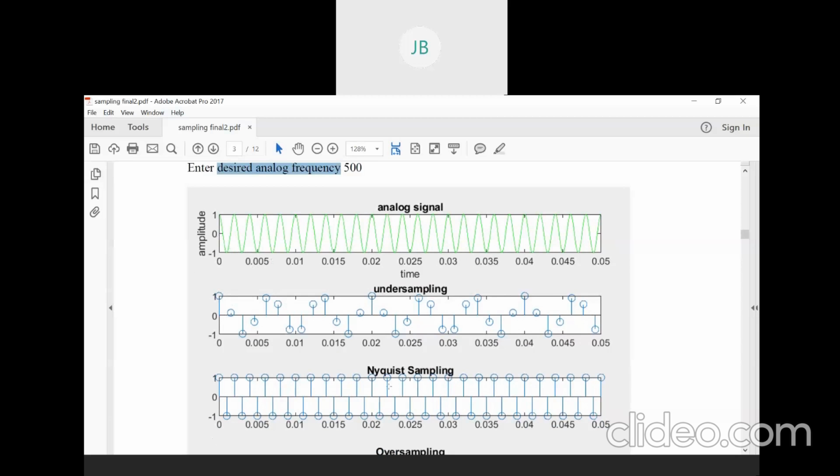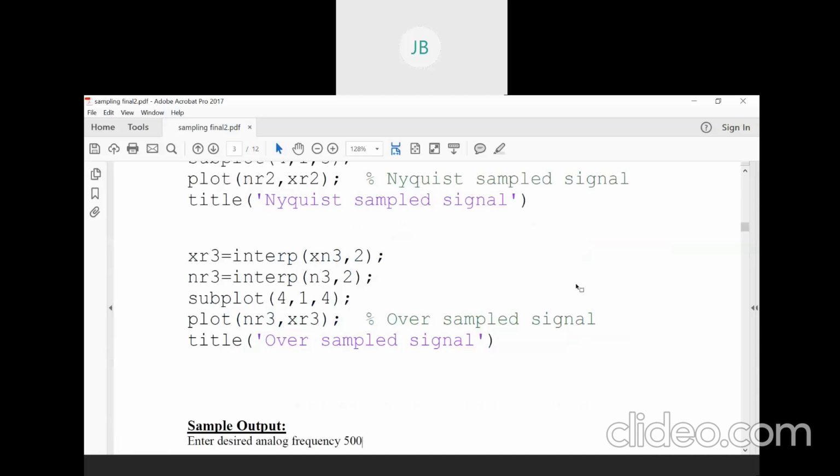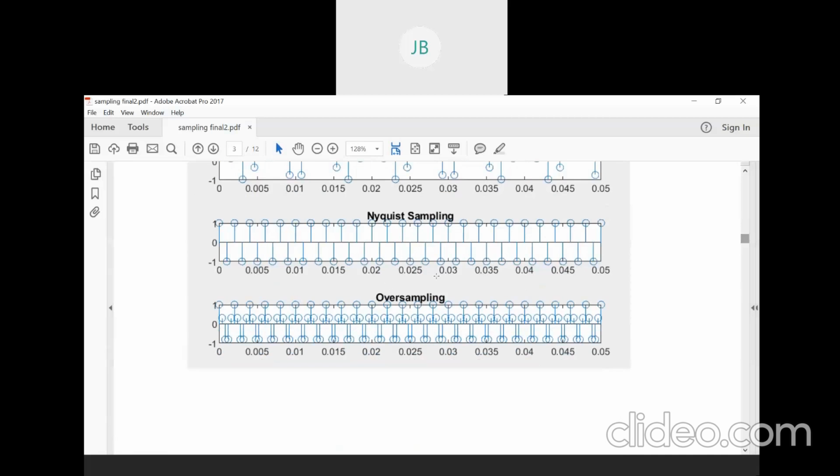And then Nyquist sampling, the third case. In the case of Nyquist sampling, the sampling frequency was maintained as 2 times the analog signal frequency. That means if you have 1 cycle, then you will have 1 positive, 1 negative, again 1 positive, 1 negative, and so on, 2 samples in 1 cycle. And then the 4th one is oversampling.